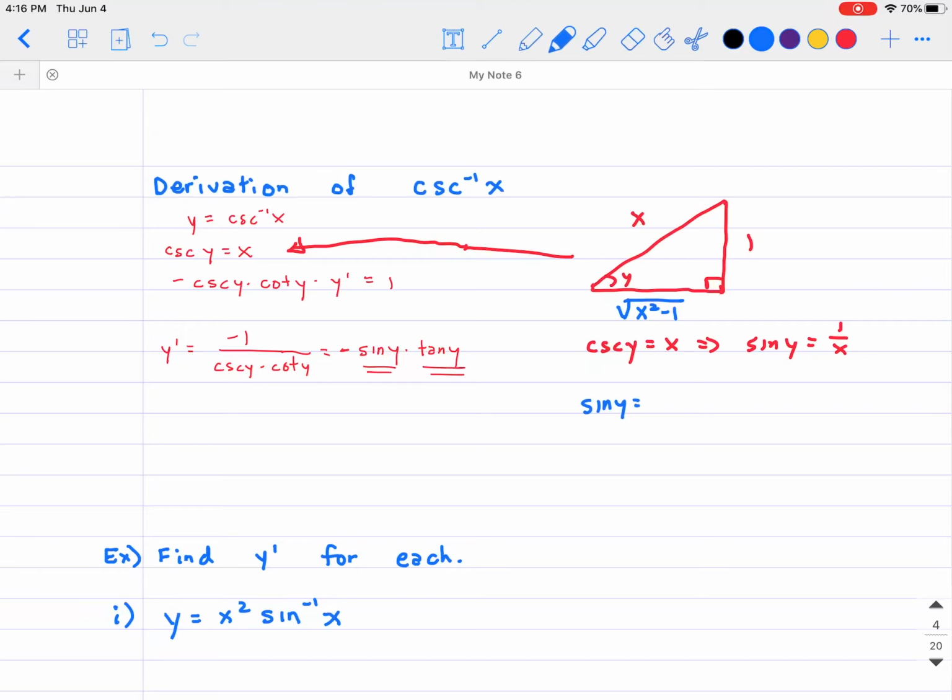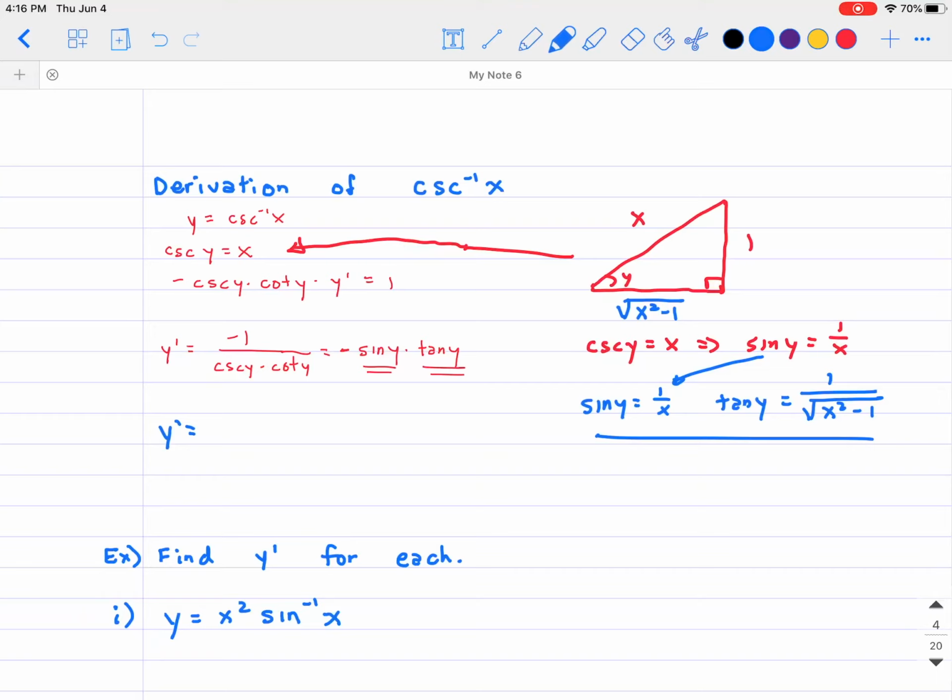First, according to this triangle, we can say that the sine of y is equal to 1 over x, because that's what we solved for earlier, right? That's one of those things we want to solve for. And the other thing I want to solve for is tangent of y, because that's part of my derivative equation. And tangent is the opposite over the adjacent. So that's going to be 1 divided by the square root of x squared minus 1.